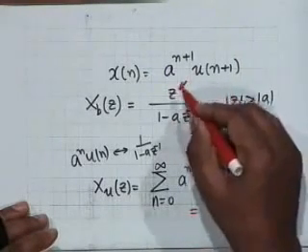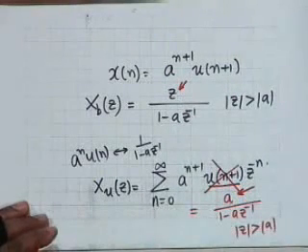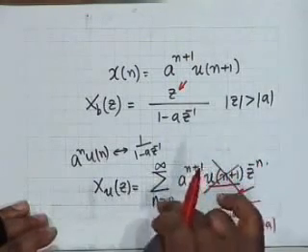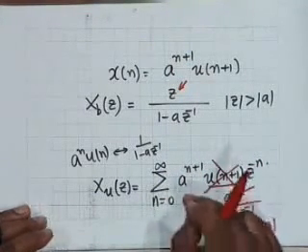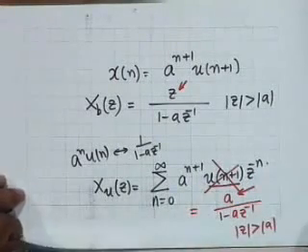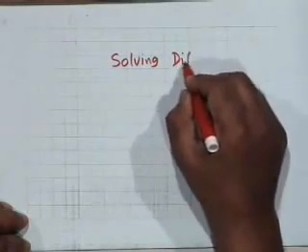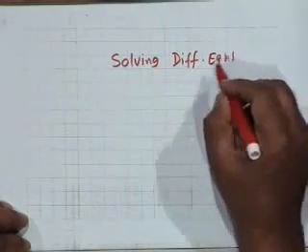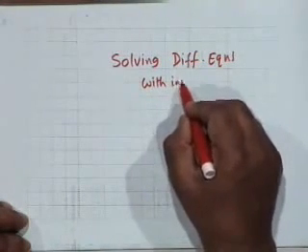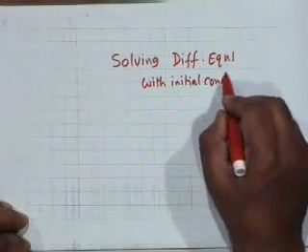But you see the difference. There is a factor of z here, there is a factor of a here. And therefore, the unilateral z transform can be quite different from the bilateral z transform. The question is, if you can do it bilateral, why worry about unilateral? Well, unilateral z transforms are useful in solving difference equations with initial conditions. And we shall take a couple of examples to illustrate this.